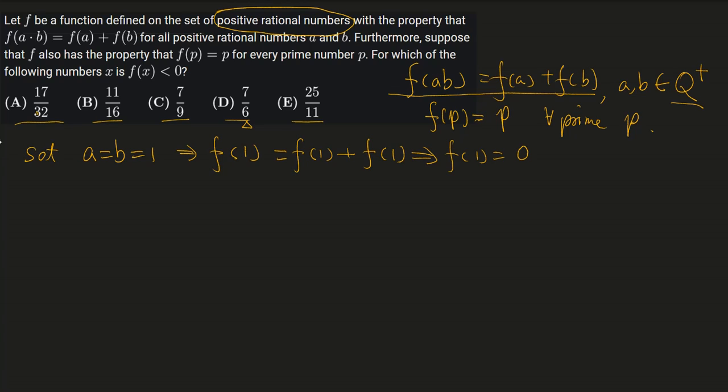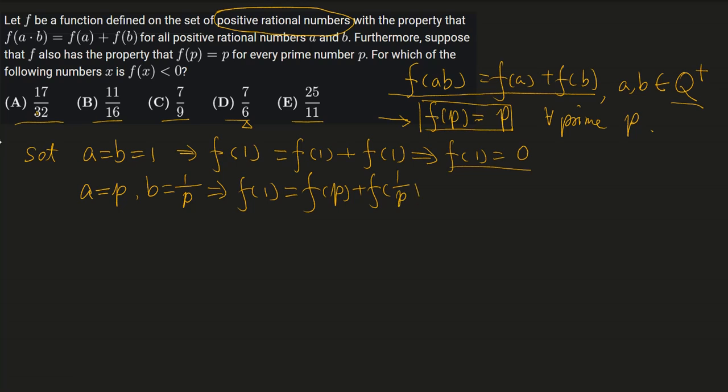Very interesting. As we said, we should try something special, and at the same time we want to utilize the condition f of p equals p. Let's still make a times b equals 1, since we know f of 1 equals 0. But we make a equals p and b equals 1 over p. Then we have f of 1, which is f of p times 1 over p, equals f of p plus f of 1 over p, equals p plus f of 1 over p. Don't forget f of 1 is 0. Therefore, we have f of 1 over p equals minus p. This is a very good result, because finally we found some values that make the function negative.